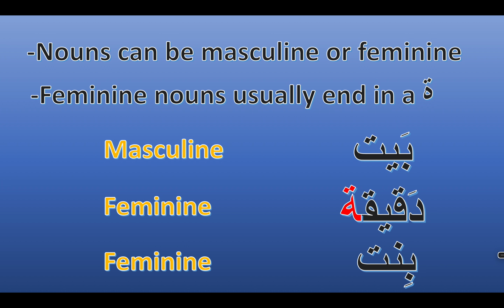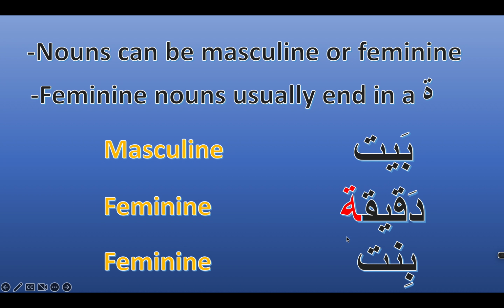In Arabic there are two genders. Nouns can be either masculine or feminine. Most feminine nouns usually end in this little letter here, ta marbuta, so it's quite easy to identify. An example: bait, which means house, is a masculine noun, but daqiqa, which means minute, is a feminine noun, and we can infer this as daqiqa ends in ta marbuta.